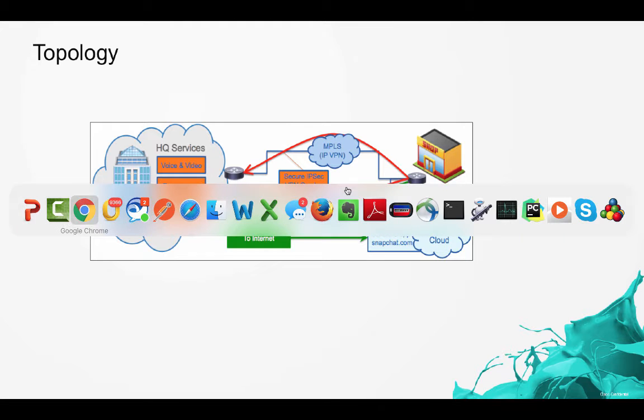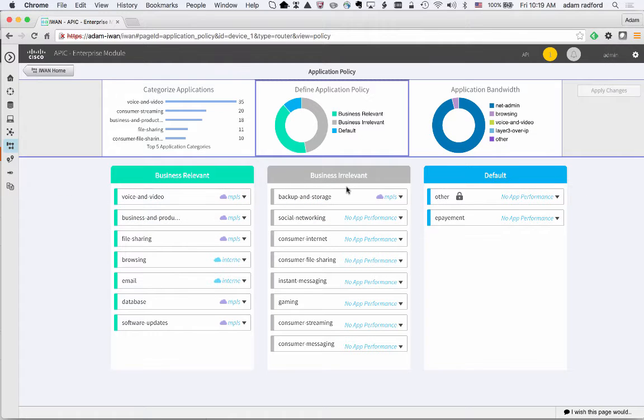I'm going to assume that you've seen the video that I've done around the demonstration of the IWAN app on APIC-EM. Essentially, in terms of policy, we have categories of applications, so voice and video, consumer streaming, backup, etc. Those categories are then what is used for policy.